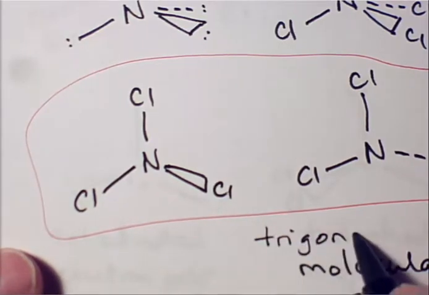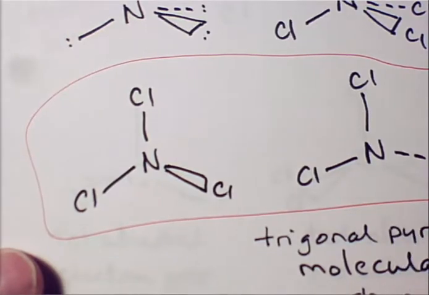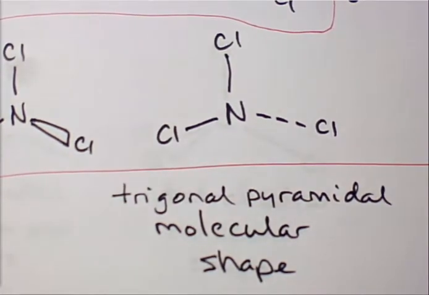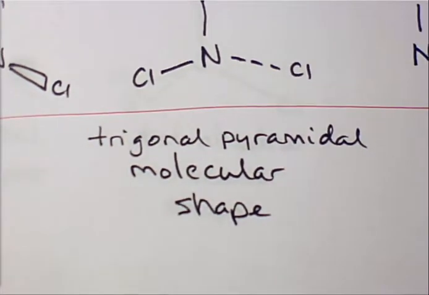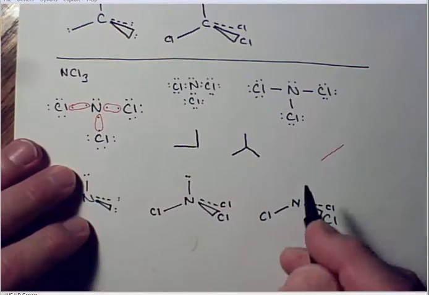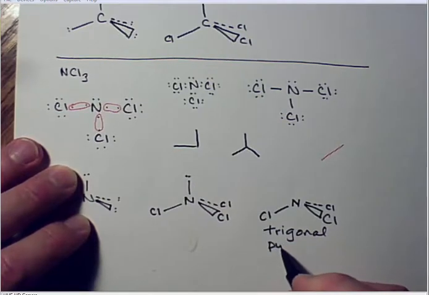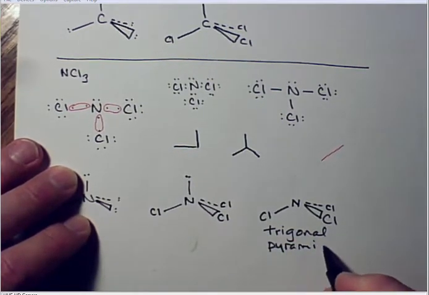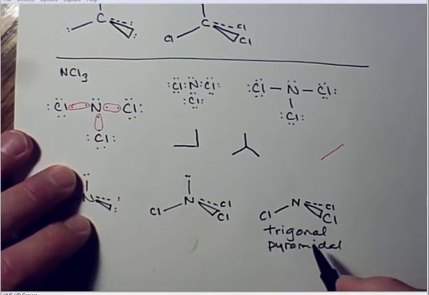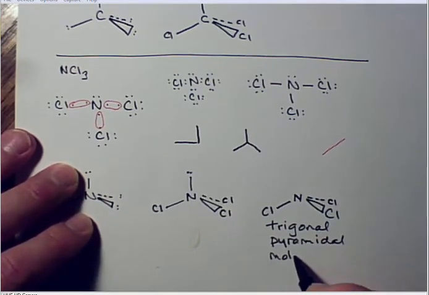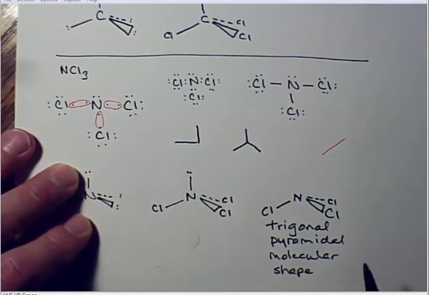But this is a trigonal pyramidal shape. Okay? And it's trigonal pyramidal because it's a 3-sided pyramid. This is called trigonal pyramidal. Okay, trigonal pyramidal, from which that's the name we get. But now that we've gotten rid of all the lone pairs, this is now a molecular shape. So a molecular shape you get once you get rid of all of the lone pairs.